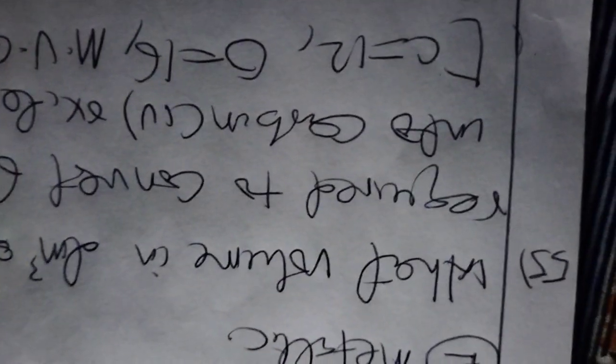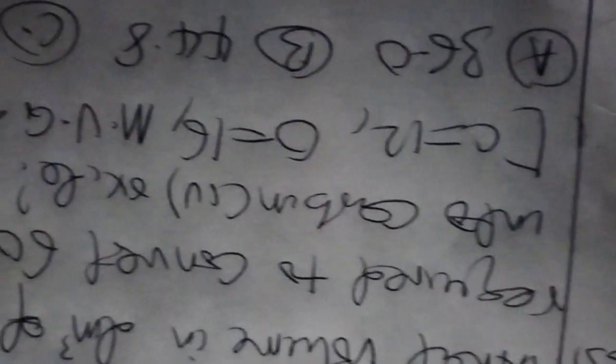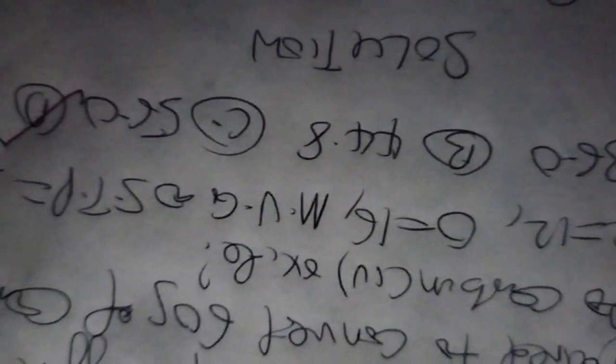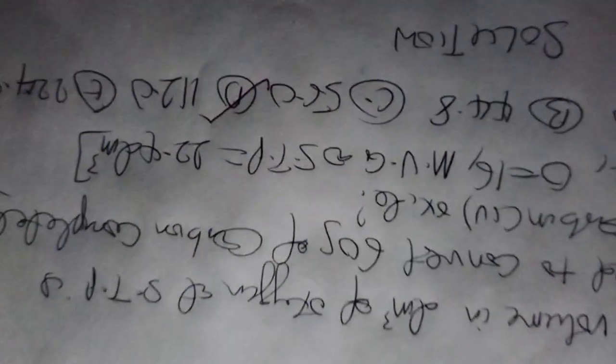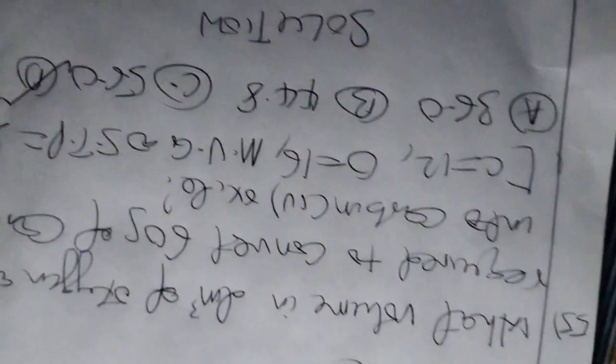Number 55. What volume in dm cube of oxygen at STP is required to convert 60 grams of carbon completely into carbon 4 oxide? A, 36.0, B, 44.8, C, 56.0, D, 112.0, and E, 224.0. The answer to number 55 is D, 112.0.